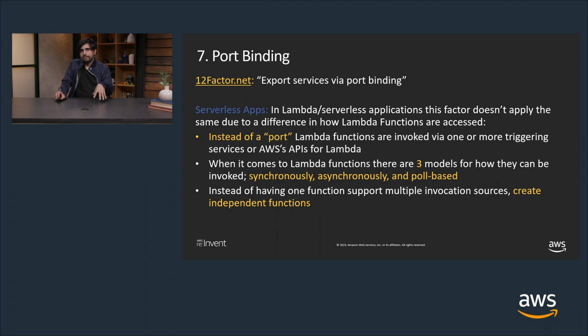And instead of having one function support multiple invocation sources, create independent functions. So if you have one that receives from API gateway, it should only exist for that. If you have another source that might be a resource change, that should be a separate function. And then you separate that nicely within your code.